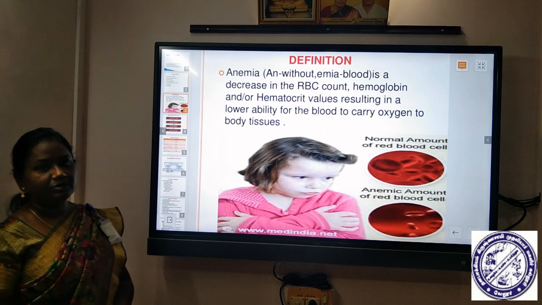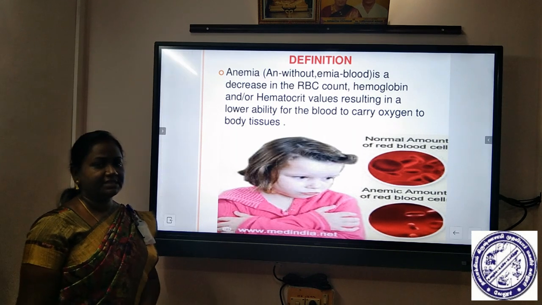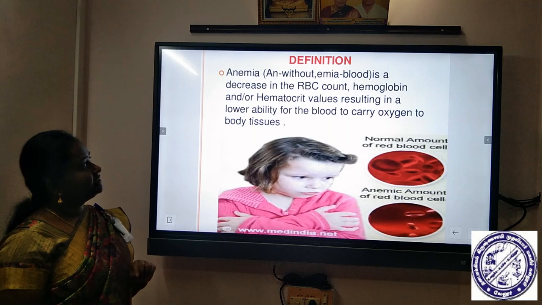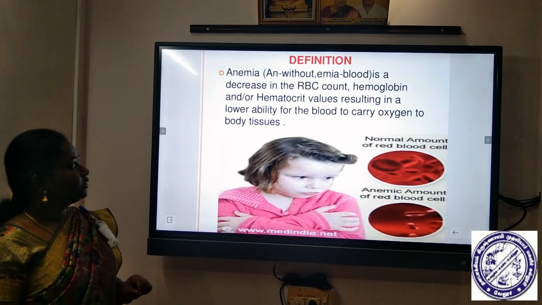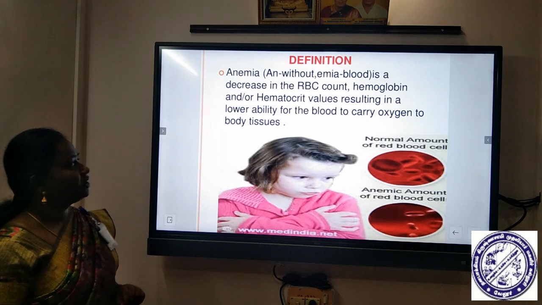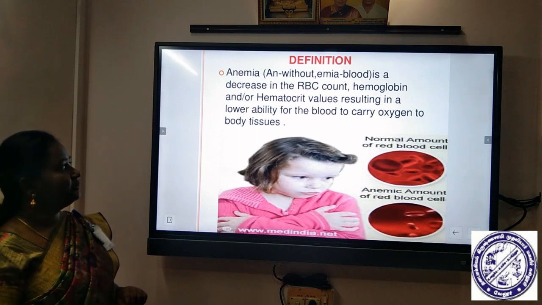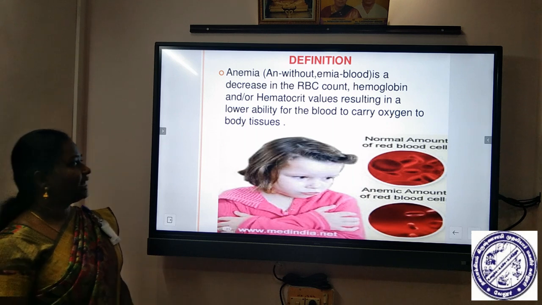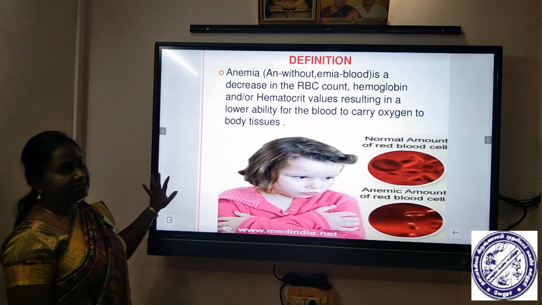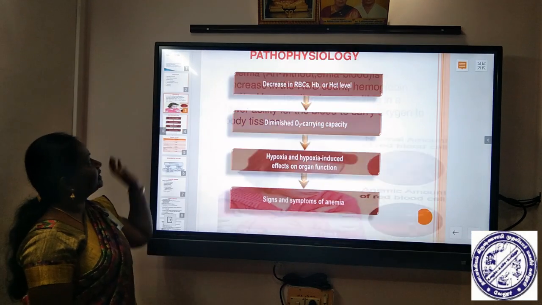So first we have to know what anemia is. An is without, emia is blood. So without blood, it is a decrease in RBC count, hemoglobin and hematocrit values, resulting in a lower ability for the blood to carry oxygen to the tissues. So this is the definition of anemia.